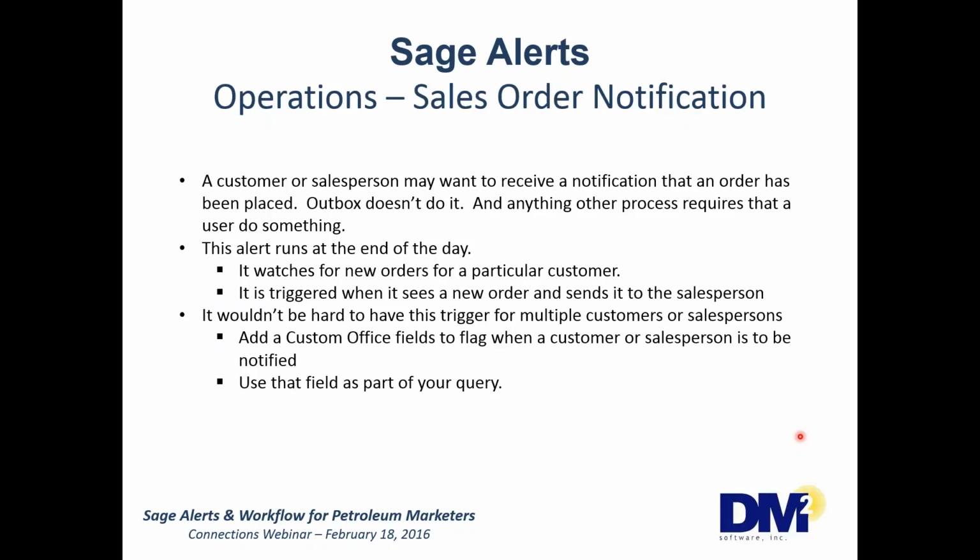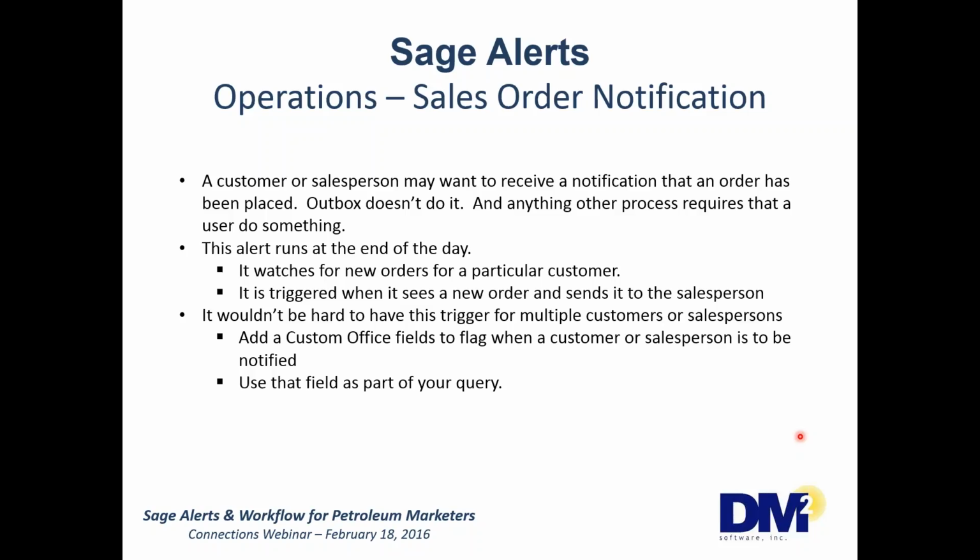Sales order notification. A customer or salesperson may want to receive a notification that an order has been placed. Outbox doesn't do it, and any other process requires that a user do something. This alert runs at the end of the day, and this particular version of the alert is watching for new orders for a particular customer. It is triggered when it sees a new order, and it sends it to the salesperson. It wouldn't be hard at all to have this triggered for multiple customers or salespersons.